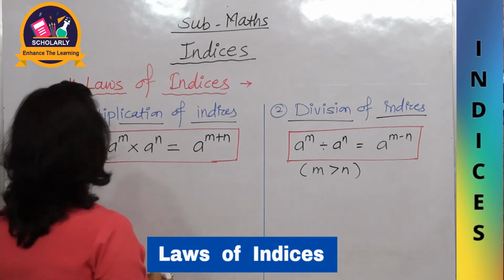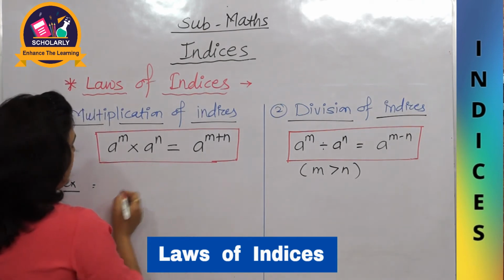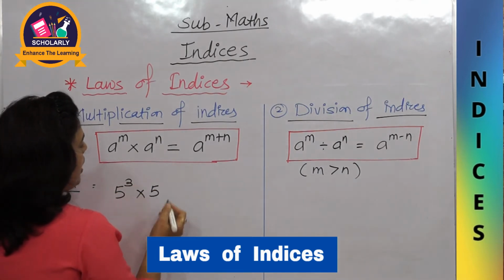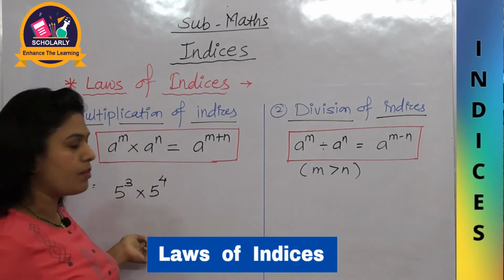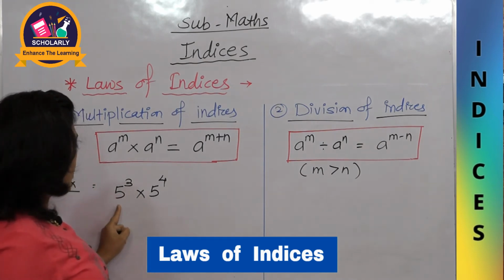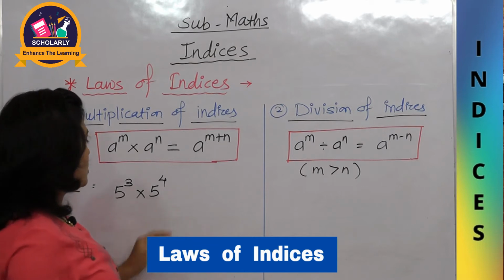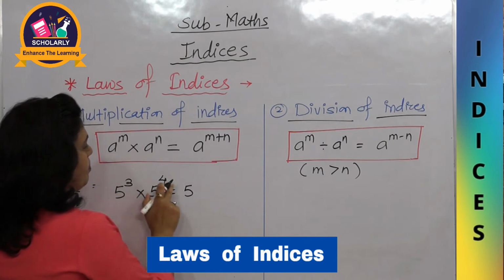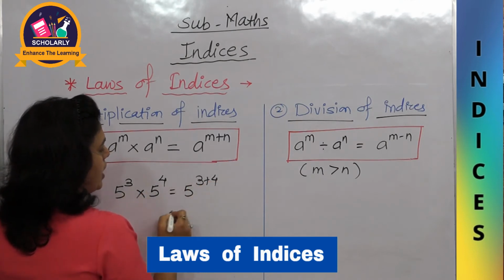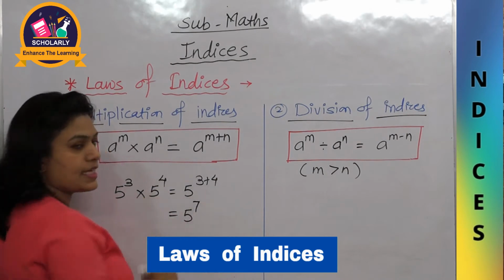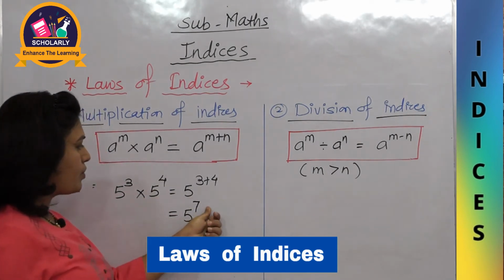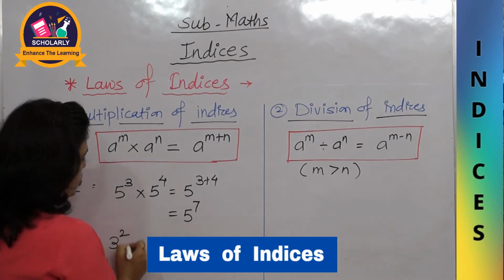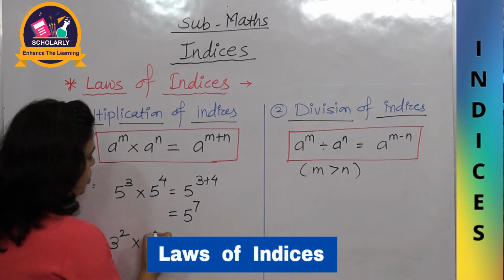Let's see one example for this. Suppose we have taken an index like 5 raised to 3 multiplied by 5 raised to 4. In this example, the first one, 5 raised to 3, the power is 3. Then the next one, 5 raised to 4, the power is 4. 5 raised to 3 plus 4, that is 5 raised to 7. Then we can calculate the value of this number. Or another example, 3 raised to 2 multiplied by 3 raised to 3.